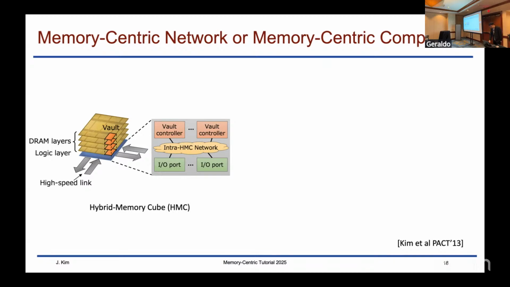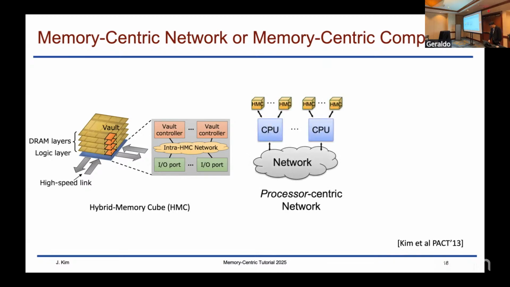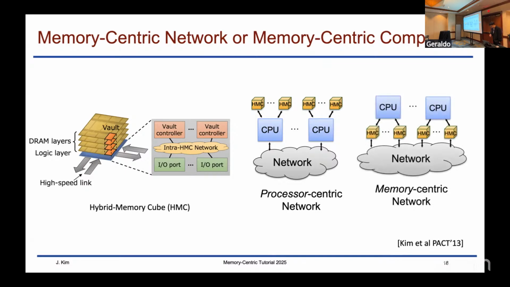Having said that, how would you organize your system? If you do it in a traditional way, this is what you call a processor-centric network. You still have the memories connected to your CPUs like any other memory system, and then you have your CPUs connected together. What we were proposing back then is a memory-centric organization where you have the CPUs connected to the memory. Given that the memory has switches or routing capability, why not connect them together through a memory-centric network?